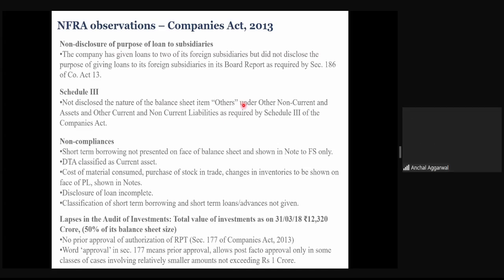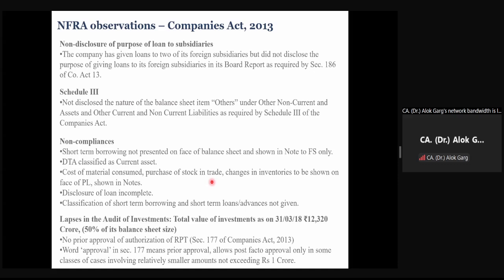Okay, so there is a fire alarm. Yes. So, talking about this deferred tax asset, it was disclosed as current asset. However, it was always required to be disclosed as a non-current asset. Cost of material consumed, purchase of stock in trade, changes in inventories: these items are required to be shown on the face of the P&L. While these were shown in the notes to accounts, in the P&L the purchases were not coming, the cost of material consumed were not coming, the changes in inventories were not coming, right?